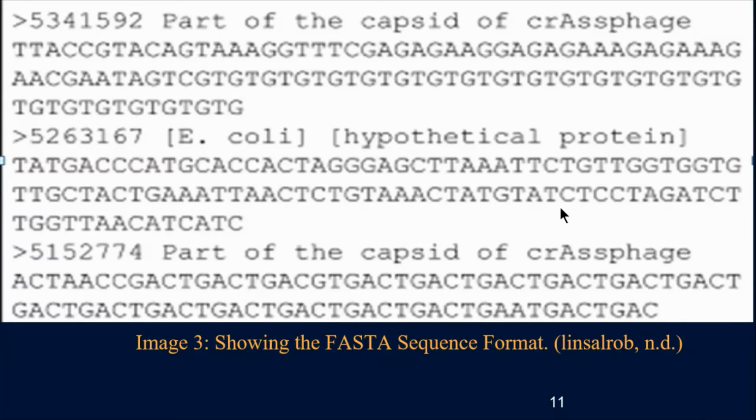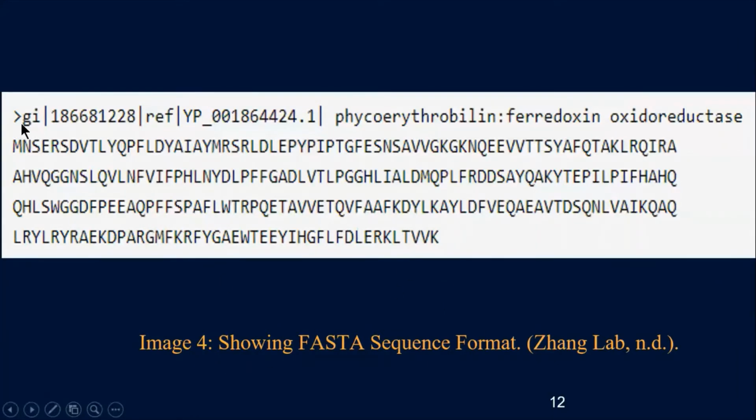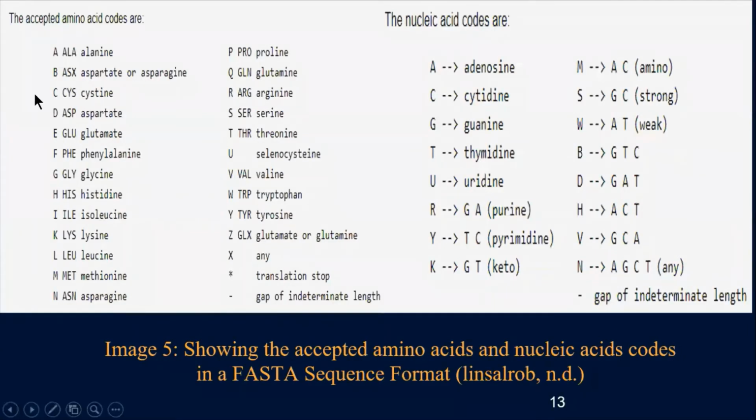Now here we have another FASTA sequence format. As you see, the first line begins with a greater than sign, and it contains the name of the sequence. And in this sequence, it's an amino acid sequence. How do we know? Because it has different letters, and each letter represents a different amino acid. Now, this is a key that basically shows what each letter in the amino acid codes represents. And this here shows what each letter of the nucleic acid code represents.